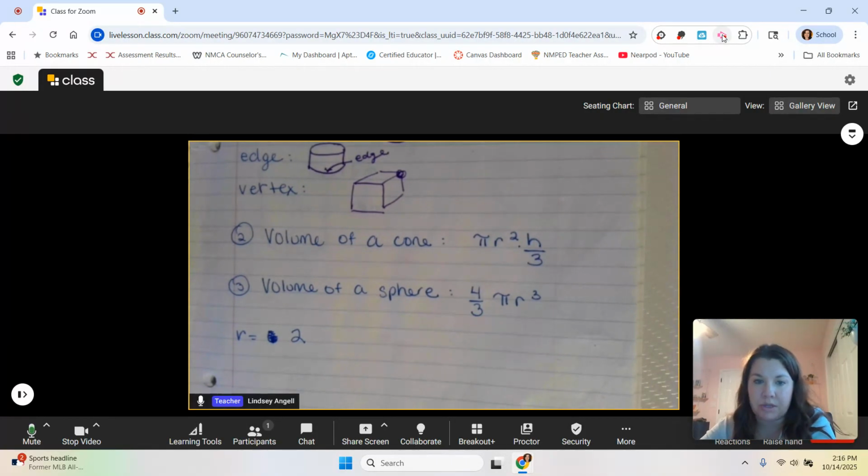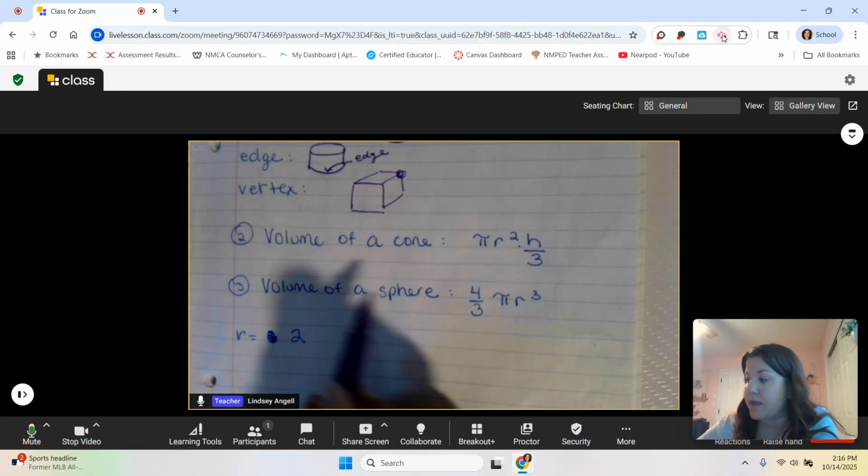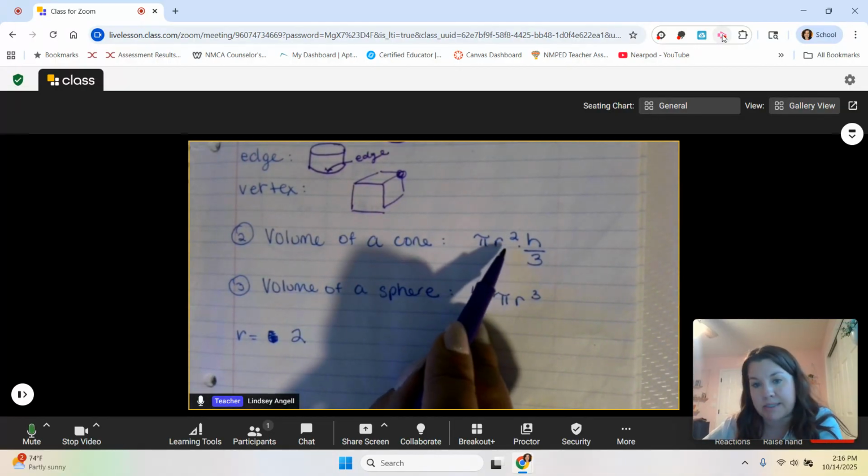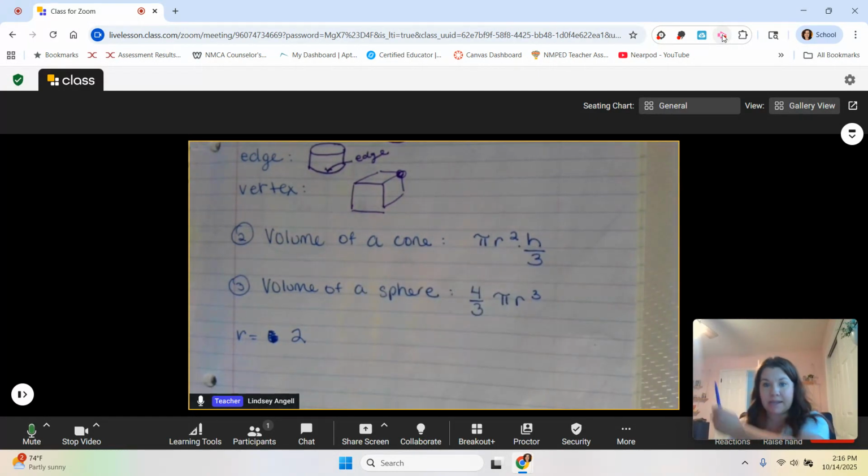Number two, you're going to be placing words into the definition of a volume of a cone. So for the volume of a cone, you have pi times the radius squared times the height divided by 3.